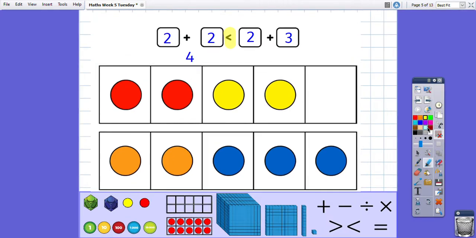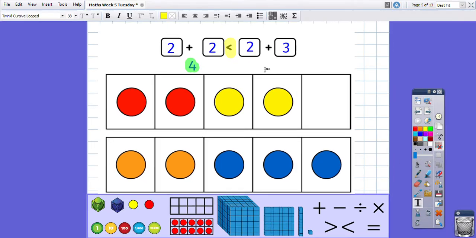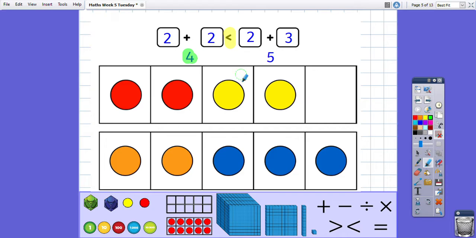Okay, so there's the 4 for this part. 2 add 3 is 5. So I'm just going to pop a 5 under here and let's highlight that too so we know the part we're talking about. And this is saying that 4 is less than 5. It's a really bad symbol, Miss French. 4 is less than 5. That is correct. It doesn't matter that it is the sums that I am comparing, not the numbers, because actually it's the same thing.